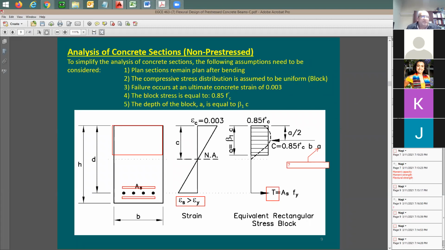Once you solve for A, you say, here's the moment arm from tension to compression. It's going to be equal to the depth minus A over 2. You take this tension force, and then you start to take the moment about this point. So what do we do here? Take the moment about the compression force. Let's say here, take the moment about this point.